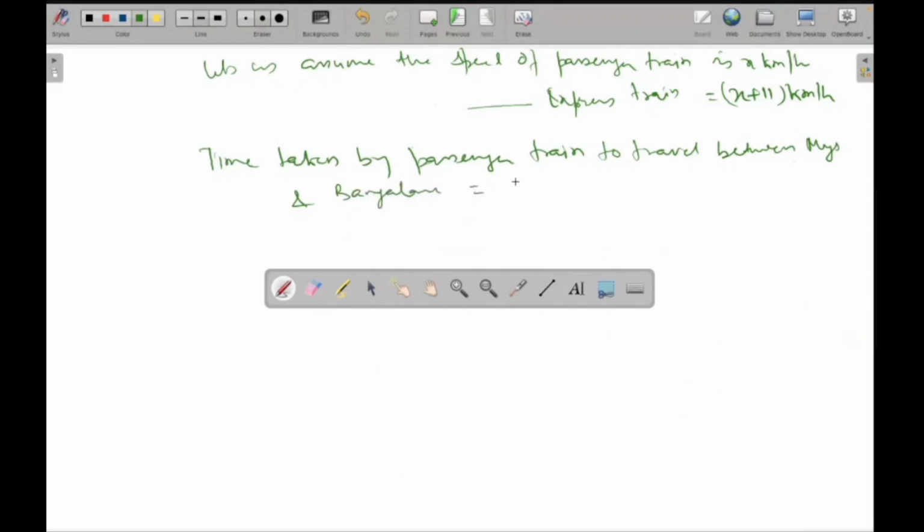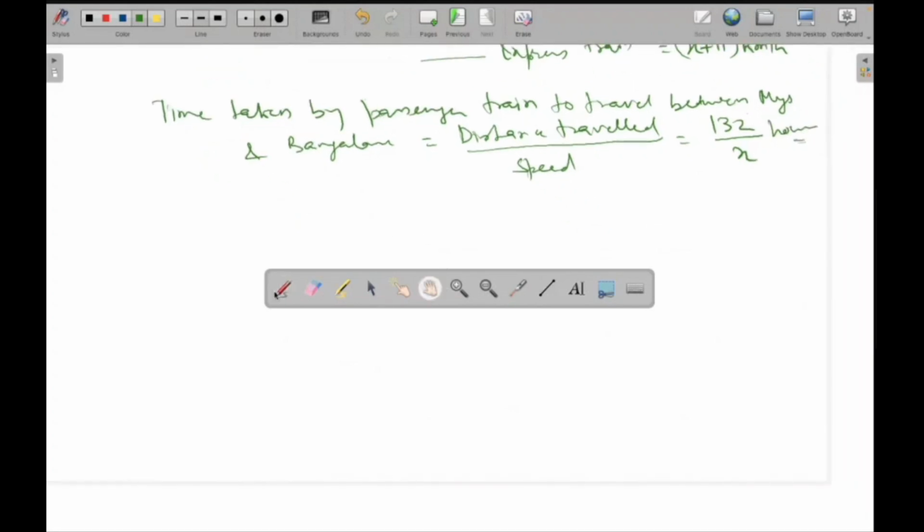So the time taken is basically distance traveled divided by speed. The distance traveled is 132 kilometers, as they have given, and the speed is x kilometers per hour. So this is the time in hours for the passenger train.